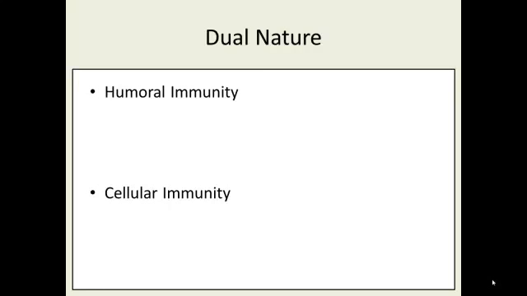Cellular immunity, on the other hand, comes from T cells directly killing infected cells or cells that aren't behaving as they should. So cellular immunity refers to T cells. The two, humoral and cellular immunity, work together as the adaptive immune system.